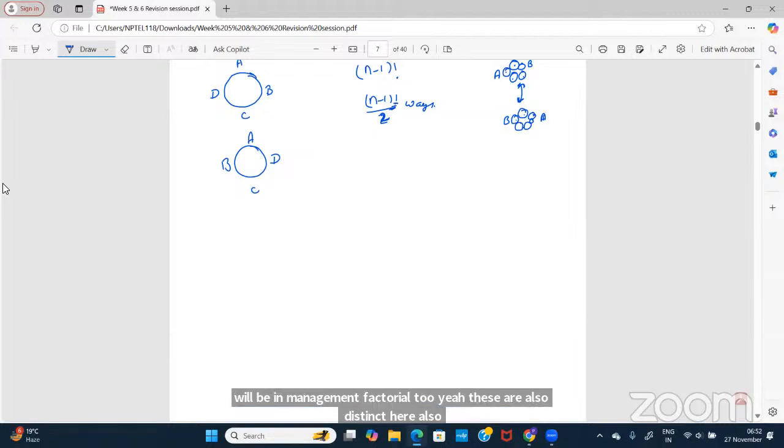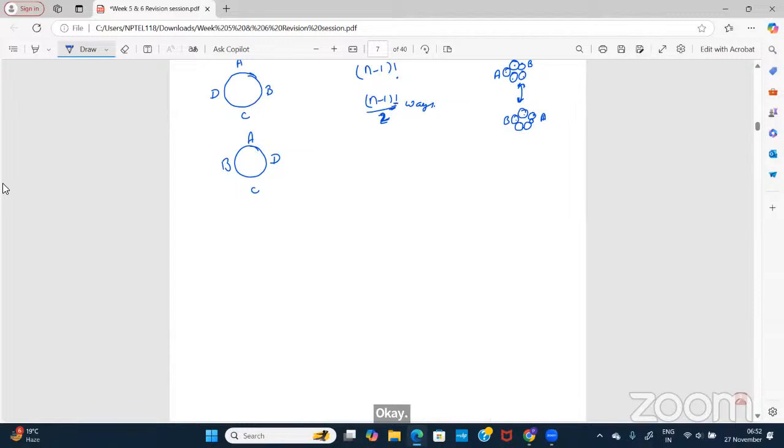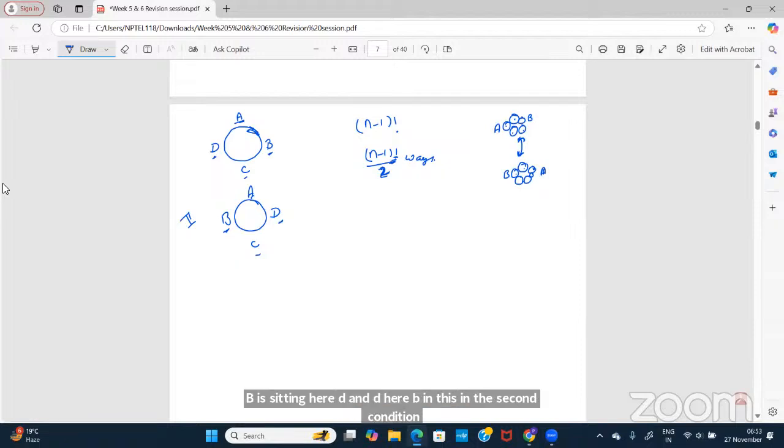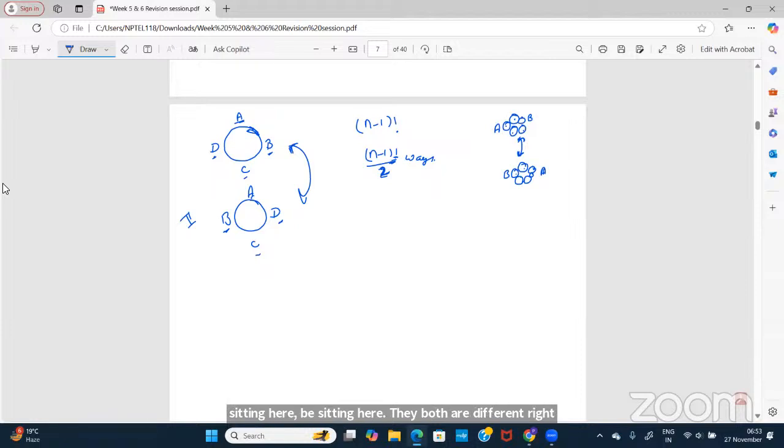And if we have 4 people and we have to arrange them in a circle, then still the formula we have to use is (n minus 1) factorial. See, what if we are arranging them at a circular table? Suppose person A is sitting here, C here, and D here, but in the second condition, B is sitting here, and D is sitting here. So these both are different, right? In that situation, we will not divide by 2.